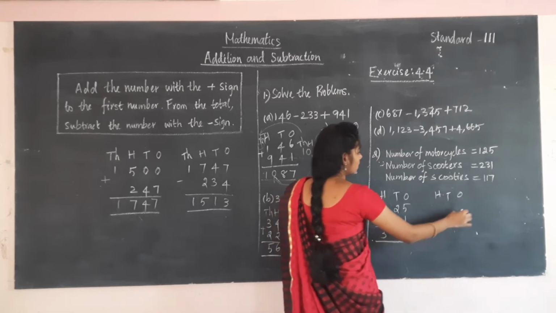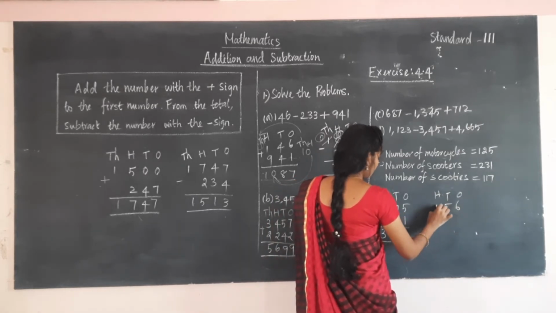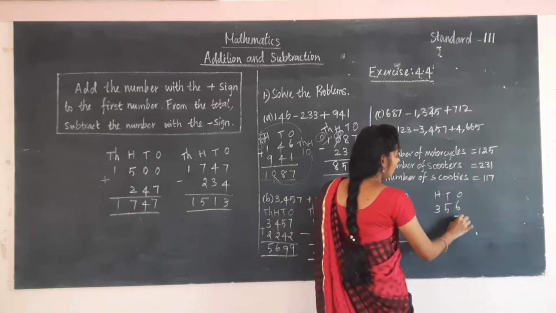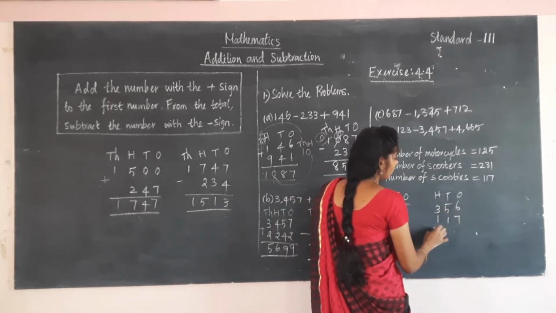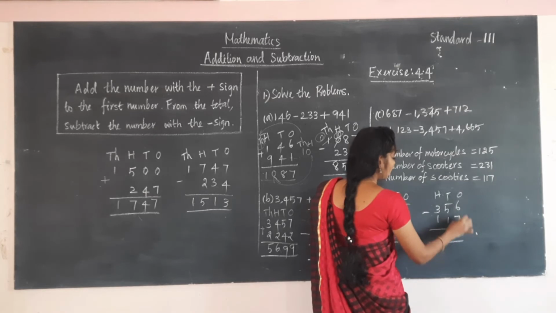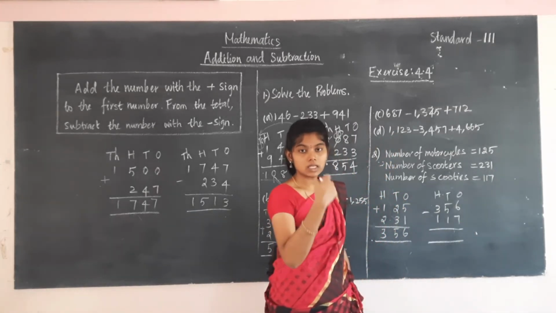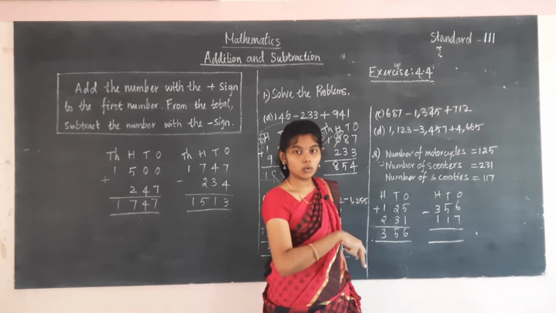So how will you subtract? First we have to write this number in the places: ones, tens and hundreds. Now write this number: 6 in ones, 5 in tens and 3 in hundreds. Now you subtract the scooties number: 7 in ones, 1 in tens and 1 in hundreds. Now we can subtract the numbers. 6 minus 7. Comparing 6 and 7, 6 is the smaller number. So you have to borrow.